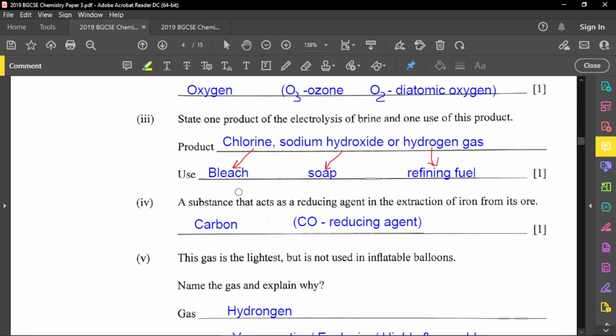Now for part 4, a substance that acts as a reducing agent in the extraction of iron from its ore. Carbon is a non-metal that is used, but it is used in the form of carbon monoxide, because carbon monoxide is actually the reducing agent, all right? But carbon is the answer.